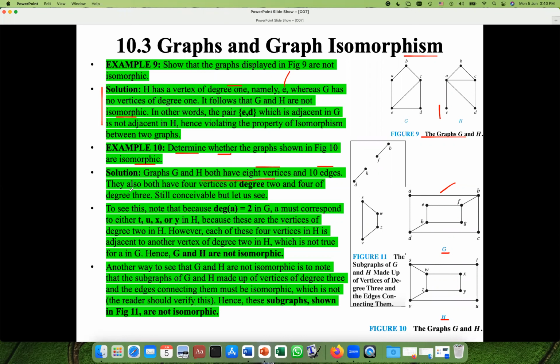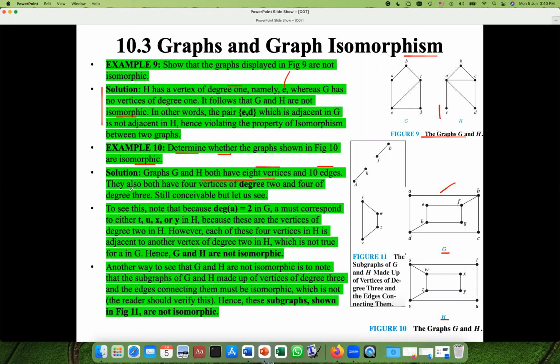So the degree of A in G, this vertex, the degree of A in this graph G is what? 2. Degree is 2. And if I want to find some vertex for this A, I have to find the images in H. So what would be the images?